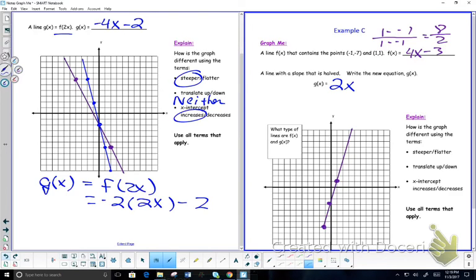Should I also half the y-intercept? Yes. Why? Did it tell me to? No, it just said half the slope. It didn't say change the y-intercept at all, so what's going to happen with the y-intercept? It's going to stay exactly the same.